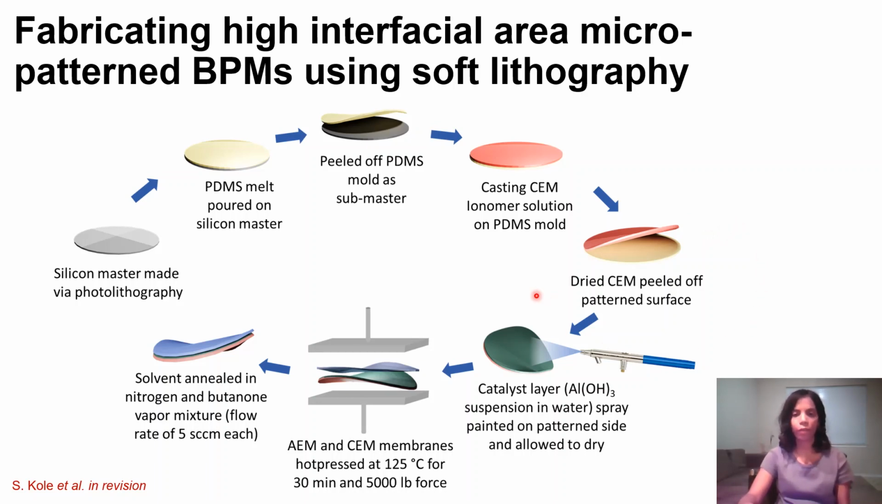A thin layer of aluminum hydroxide suspension in water is spray painted on the patterned side and allowed to dry. This acts as the catalyst layer. Finally, the AEM and CEM with catalyst layer are hot pressed together at high pressure and temperature, and solvent annealed in nitrogen and butanone vapor mixture.